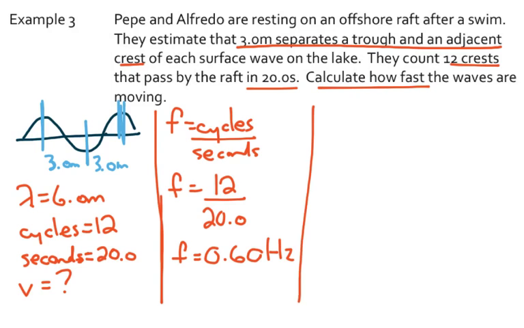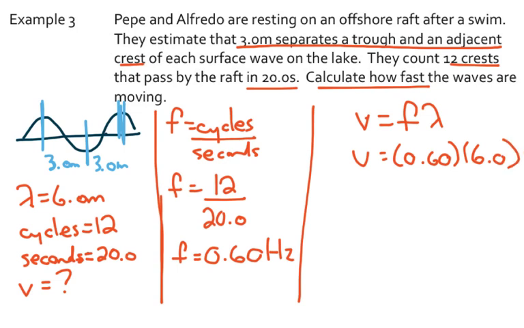This now gives us all the information we need to find v, because v equals f lambda, f 0.60, lambda is 6.0. That calculates out to exactly 3.6. Again, looking at sig figs, the numbers we've used both have 2 sig figs, 0.60, 2 sig figs, 6.0. That 0 is significant. It is after the decimal at the end. So we should have 2 sig figs in the final answer. Works out nicely.